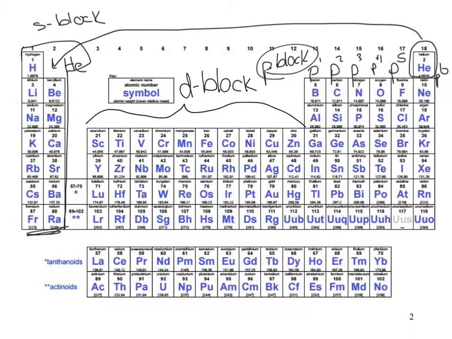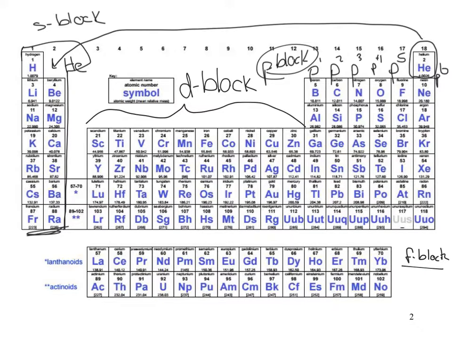And then finally, we also have the F block. The F block has 14 electrons in it. And if you notice, at this separate part of the periodic table, we have 14 electrons, or 14 elements. So that is what is known as the F block. All right, so we have these things blocked off.